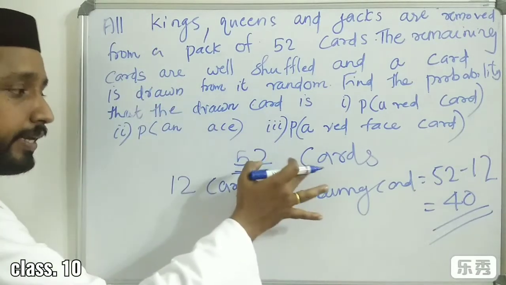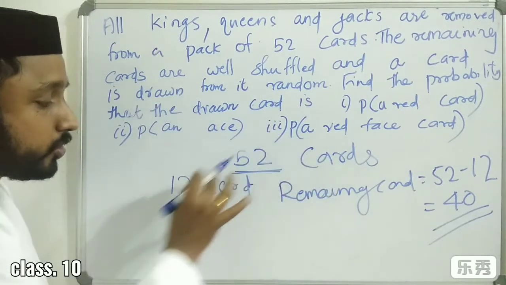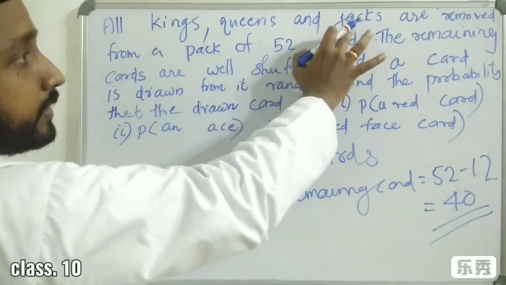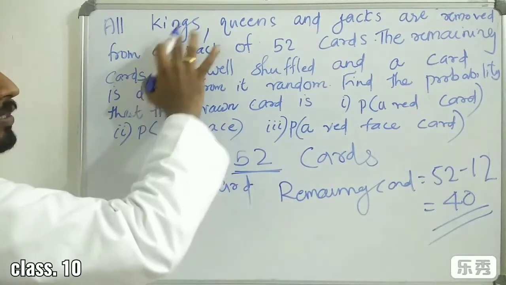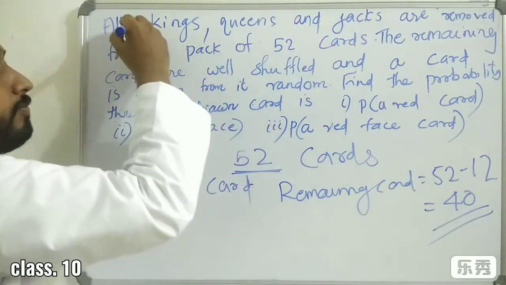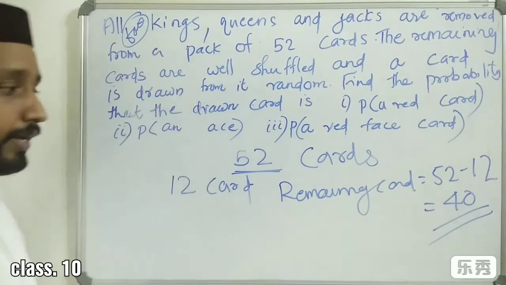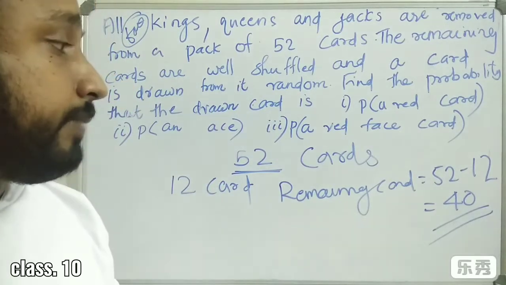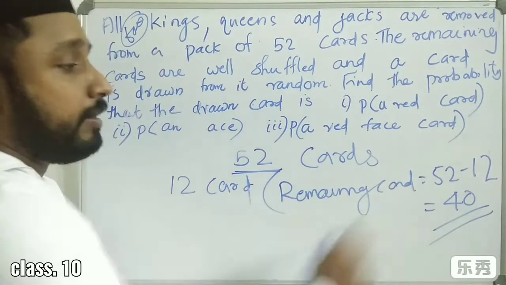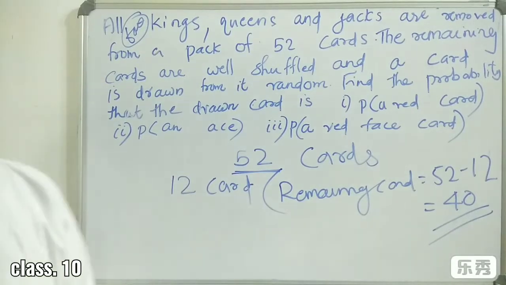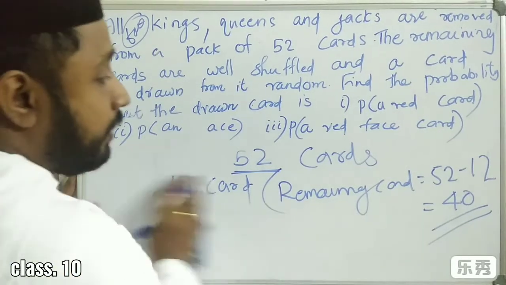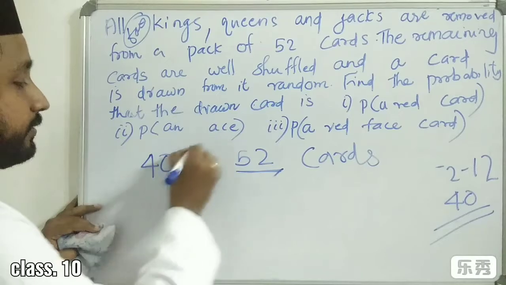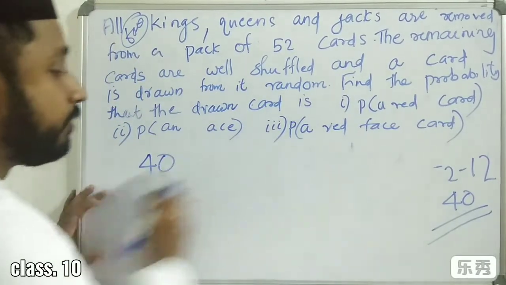So actually 52 cards are there. From these 52 cards, 12 cards means 4 kings, 4 queens and 4 jacks. Total 12 cards. Kings, queens, jacks are called face cards. So all the face cards were removed. So 12 face cards removed. So the remaining cards, 52 minus 12, 40. So in our card pack only 40 cards are there.